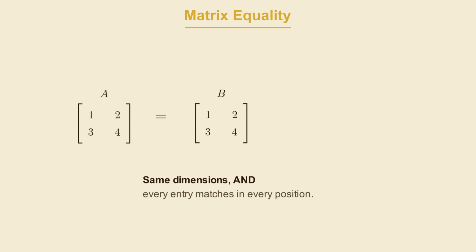Two matrices are equal if and only if they have the same dimensions and every single entry matches, the same shape and the same number in every single position. If even one position is different, then the matrices are not considered equal.